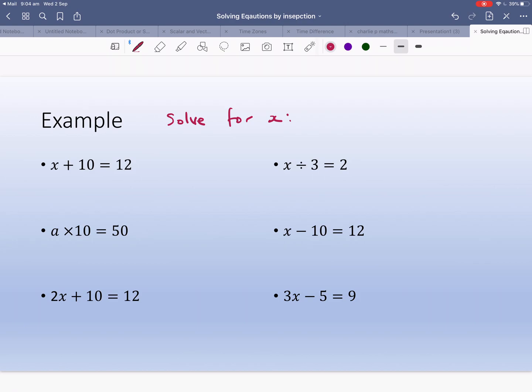What does x have to be for the... I think it might have to be 2. 2 plus 10 equals 12. Yeah, x is 2. Therefore, x equals 2.